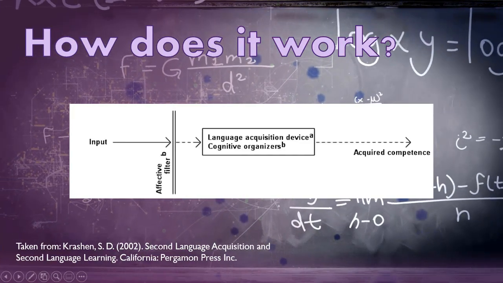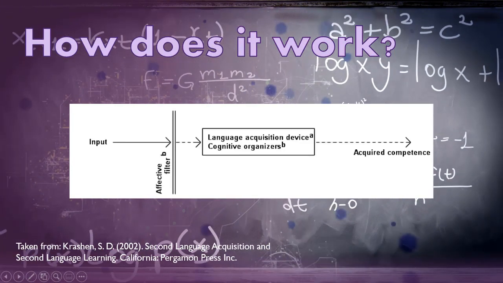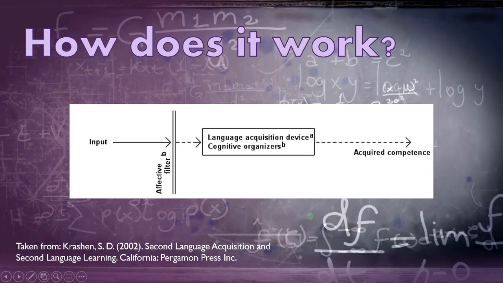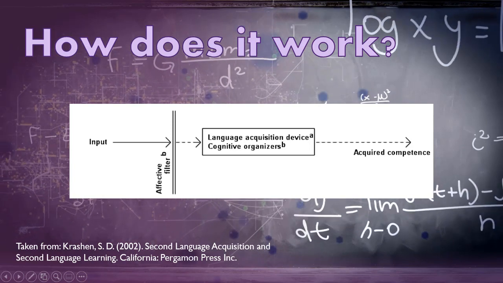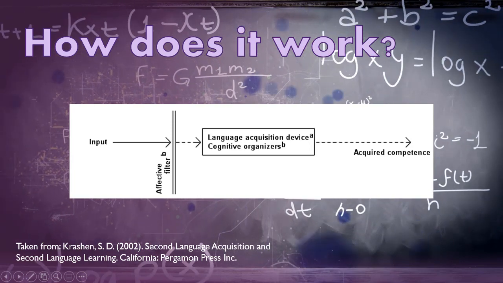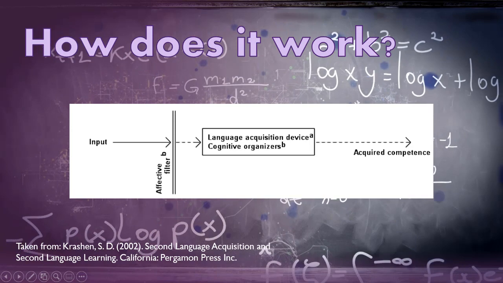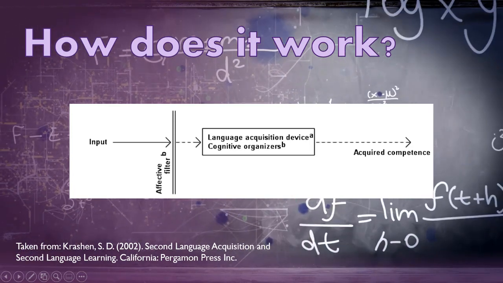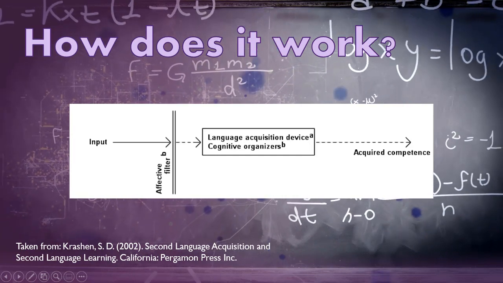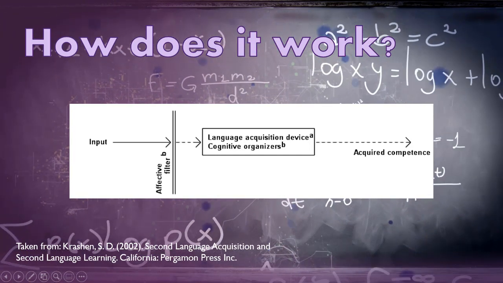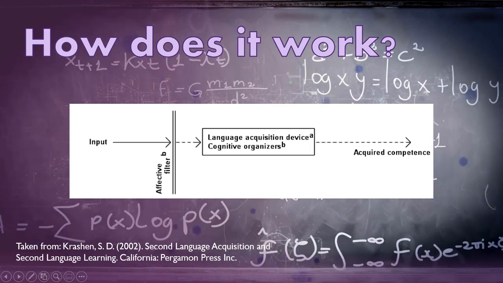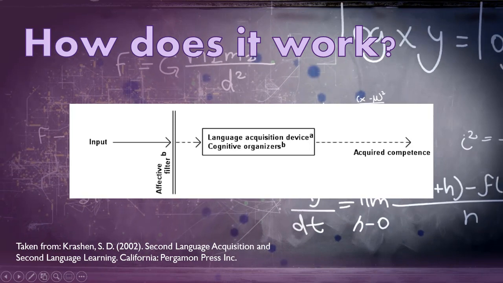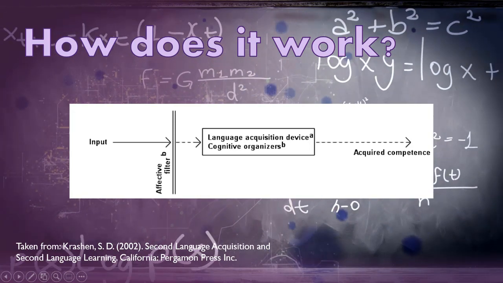So, how does it work? The affective filter works like a gate, which lets or doesn't let input in a section of the brain called the language acquisition device. Now, what's input? Well, it is any kind of understandable information in the target language students are exposed to. Now, if this input goes through the filter, is processed in the language acquisition device, and goes through to the next stage, the student will be able to learn.